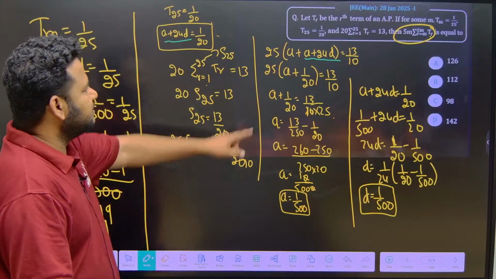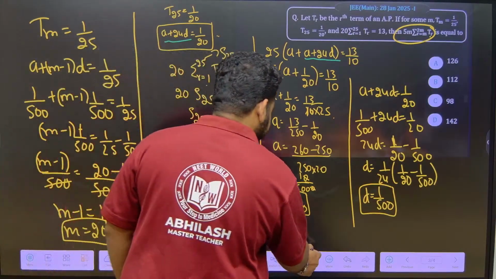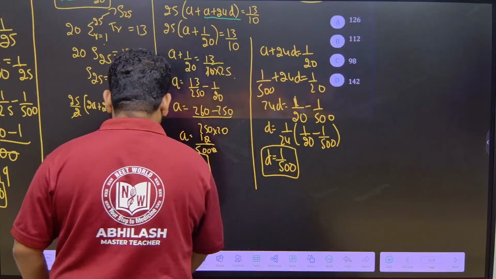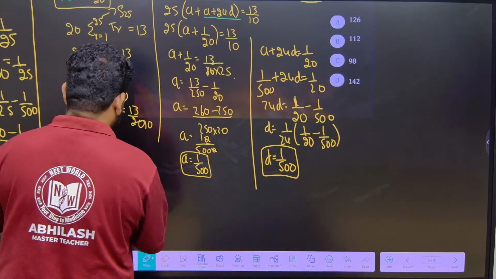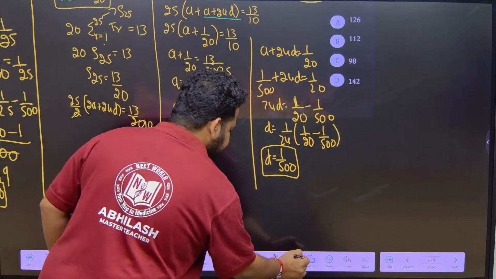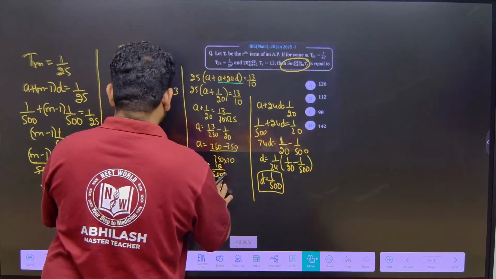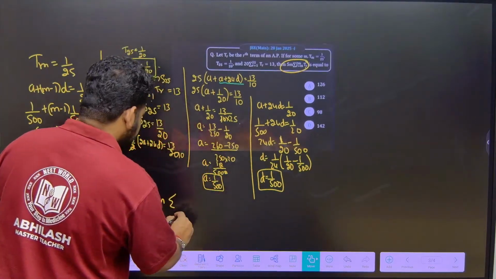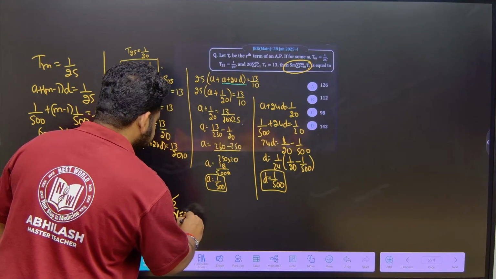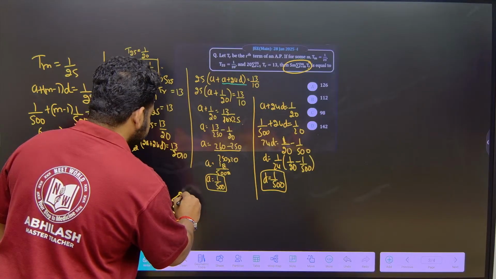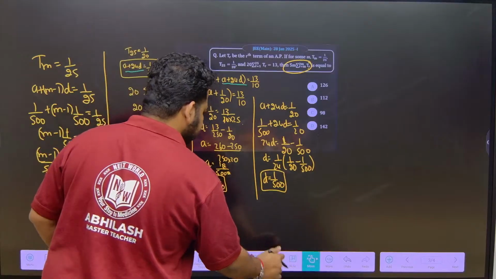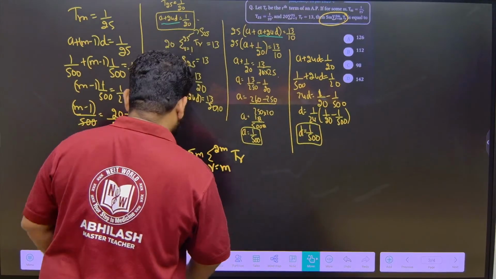Now we have to find that value, which is what they are asking us to find. I will write it here. They are asking us to find 5 times M into the summation of R is equal to M up to 2M of TR. This is what they are asking us to find. Now let us find this.